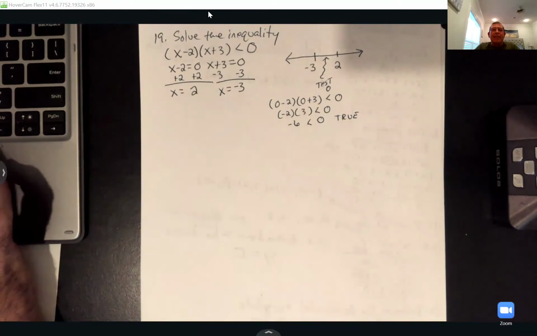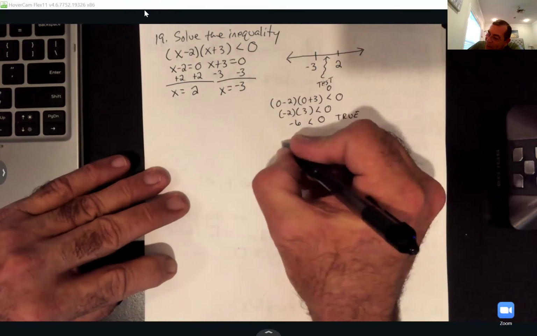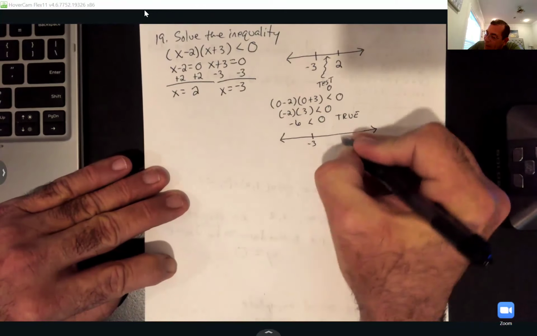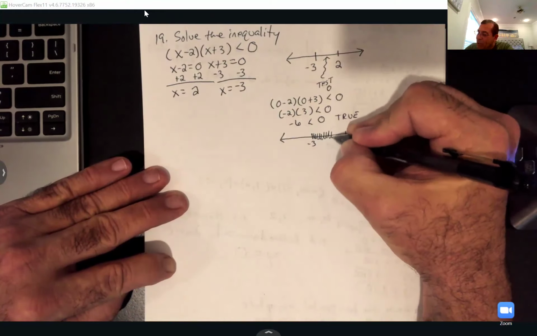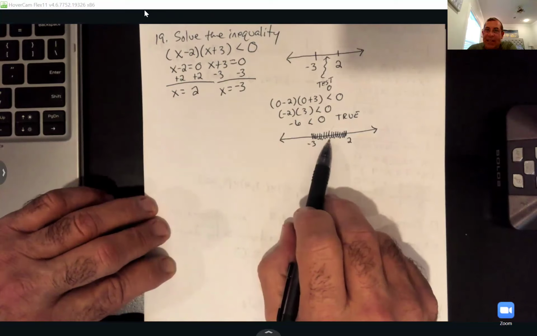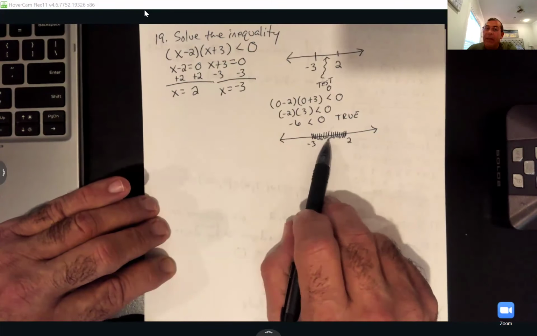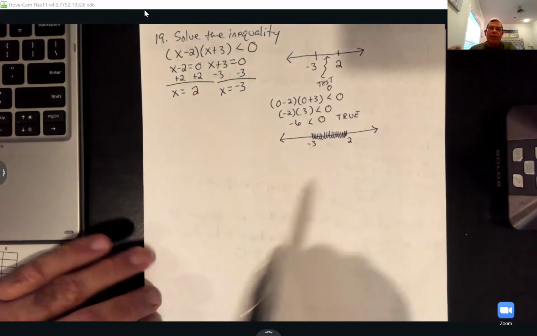So let me see what my chat's saying. They take a while to actually write all that, don't they? So good job, Nancy. That is definitely true. So since it's true, I shaded that section where that 0 was located. And that's the only section that we're going to shade. Now, if that would have been false, I would have shaded this section and that section. So my interval is going from negative 3 to 2.